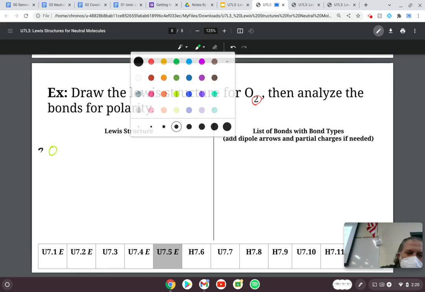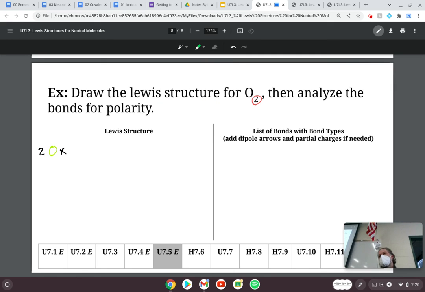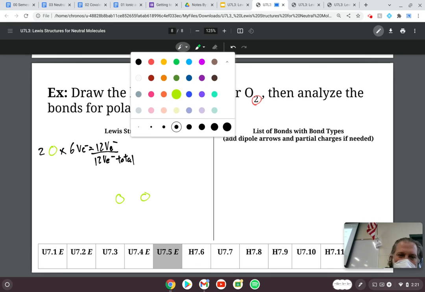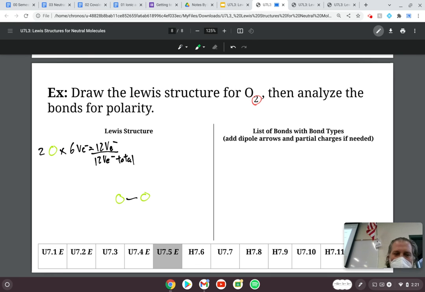I'm going to say that there's two oxygens times oxygen has 6 valence electrons. So 6 valence electrons gives me 12 valence electrons. So it's going to really be 12 valence electrons total. Now, because there's only 2 atoms involved in this situation, I'm going to simply connect them together because there's really no central atom. And I'm going to start by drawing a line for a bond, right? So at that point, I've used 2 electrons. So I'm left with 10 valence electrons to find a home for.